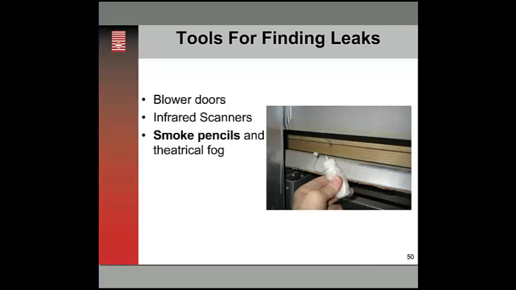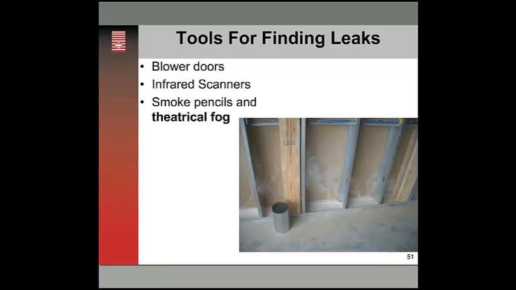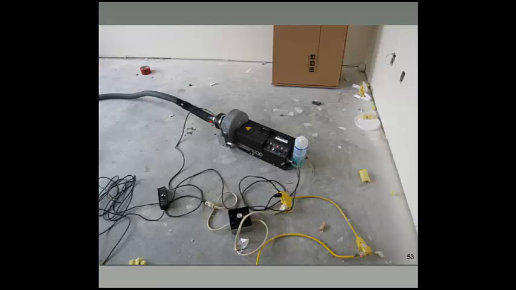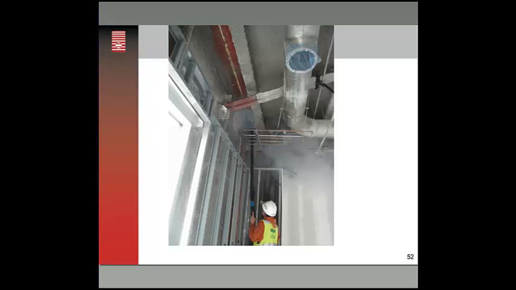You can use little theatrical smoke, little handheld puffers, or larger theatrical puffers. This is a shot of a theatrical fogger with an extension wand used on a commercial building. There's the fogger, and he puts a wand on it. That's Terry Brennan putting a wand on it so he can lay that fog at a key juncture, the wall-roof juncture on a commercial building, to see whether or not it's leaking air.